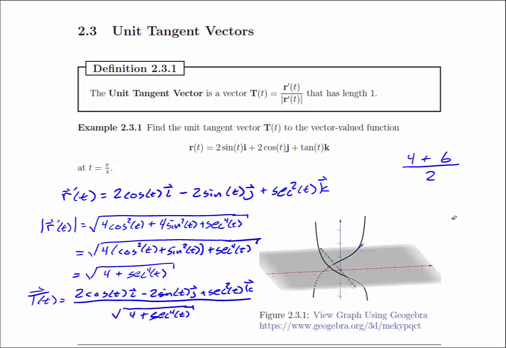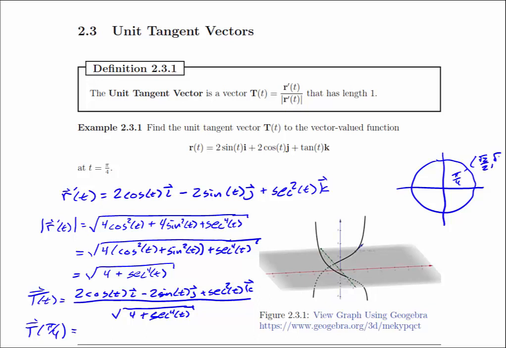Okay, get rid of this. And so we want to know what is the tangent vector at this time value of pi over 4. So I can just plug in pi over 4 and work this out. So cosine of pi over 4, let's get our unit circle up here again. Here we have pi over 4 is at this location. And so this is root 2 over 2 comma root 2 over 2. So this is my cosine and my sine value.